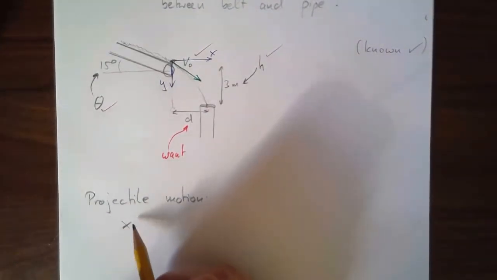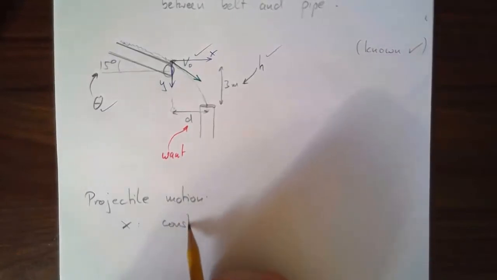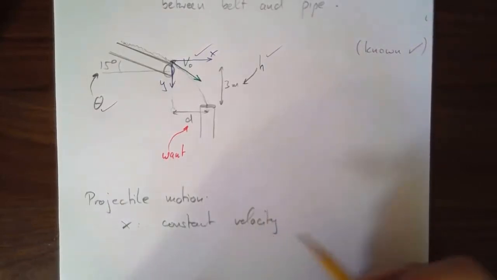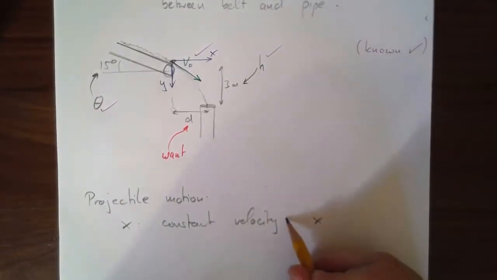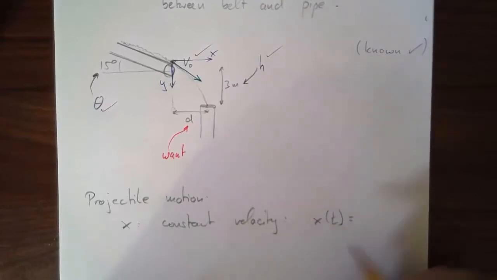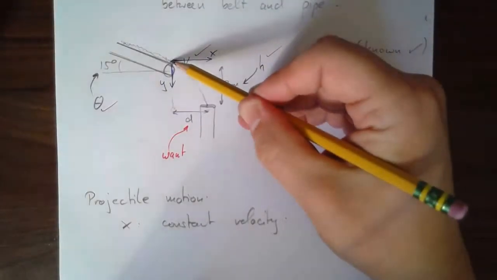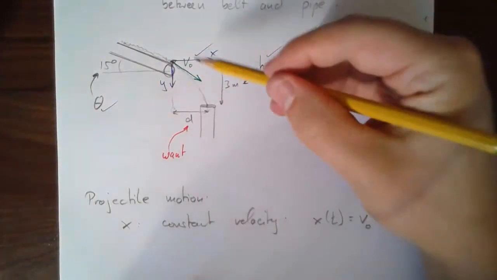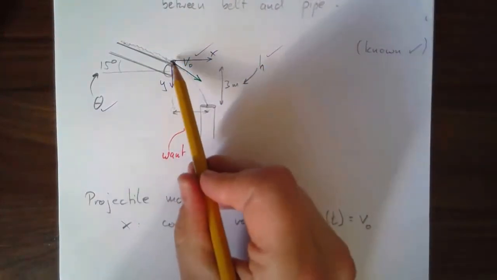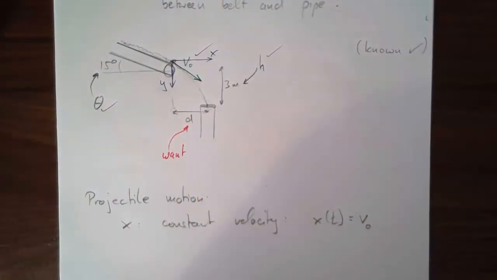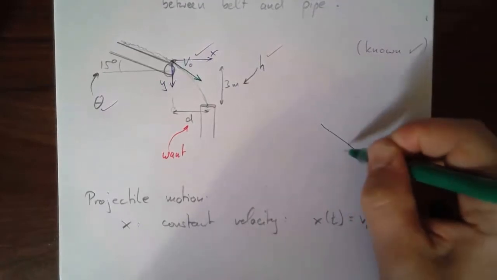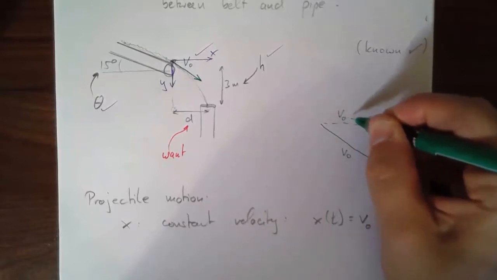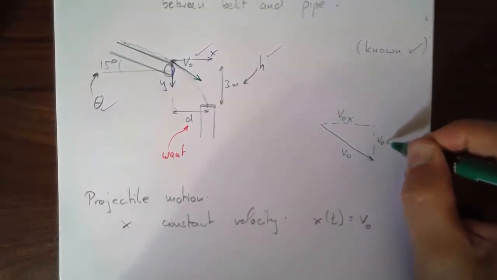In the x direction, we have a constant velocity, and so I know right away that x as a function of time is going to be equal to, well, it starts at 0, it starts at the origin, so it's just going to be v0. Well, I want the horizontal component of v0. Let me just draw this again over here. This v0. This is going to be v0x. That's what I want. It's going to be v0y.